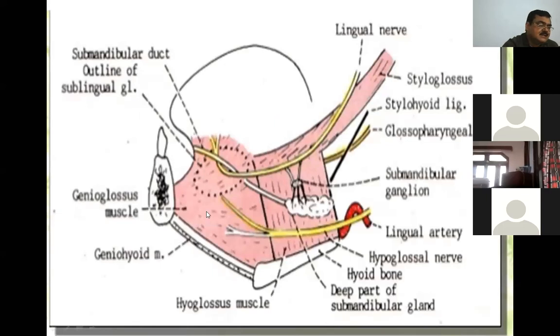Here you can see, the mylohyoid is removed and deeper structures can be seen deep to the mylohyoid. These structures are present deep to the mylohyoid. These are the lingual nerve, submandibular ganglion. Here is the submandibular gland, duct. This is the hypoglossal nerve. So these structures lie deep to the mylohyoid.